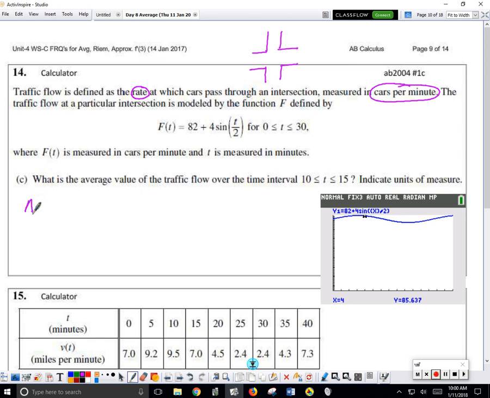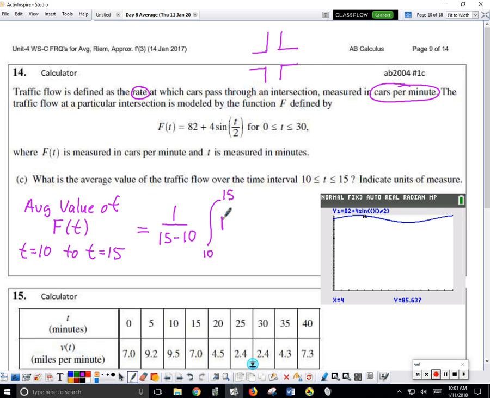Find the average value of F, where capital F is the traffic flow. I'm trying to find the average value of capital F, and the time interval they want is t equals 10 to t equals 15. The discussion we just had tells me how to do it. I'm going to take 1 over the time period, 15 subtract 10, and multiply that by the integral from 10 to 15 of whatever I'm averaging. Since I'm averaging f of t, that's what I want to multiply by.